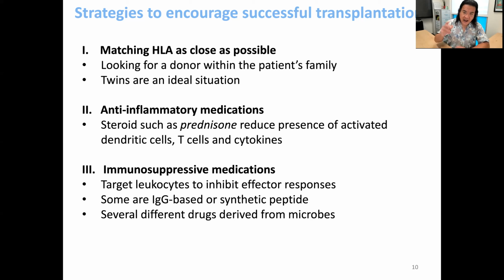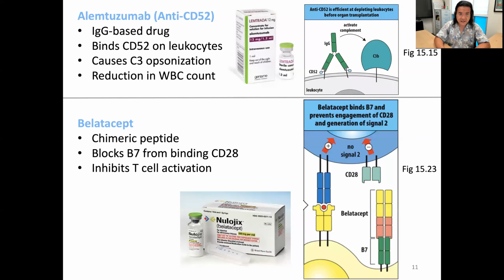system down. And you can directly, number three, give immunosuppressive medications, right? Drugs that are designed or selected to directly inhibit the activity of certain effector cells from participating in an immune response. Many of these target white blood cells in order to inhibit their activity. Some of these drugs are immunoglobulin based, or they're based on synthetic peptides. What's interesting is that several different types of drugs actually come from various microbes. Okay. So let's take a look at some of these examples to kind of round out our discussion today.